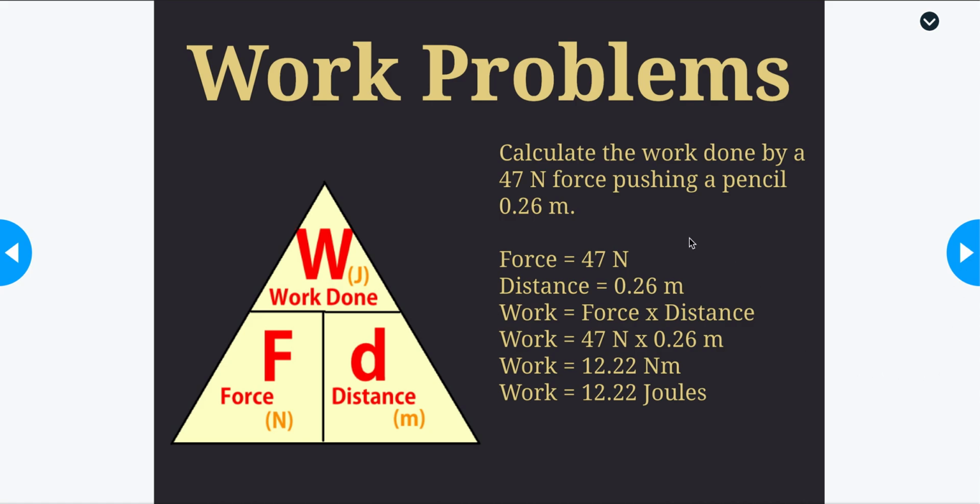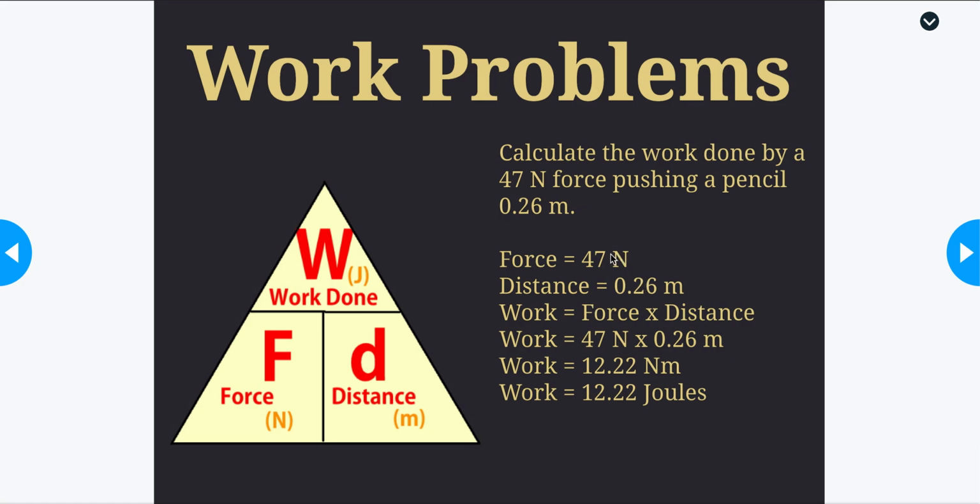All right, so we have our force of 47 newtons. We have the distance that the pencil was pushed, which is 0.26 meters. Using our formula triangle, that means that we're calculating for work. Then using our formula triangle, we cover up work, and we see force and distance are next to each other. Therefore, we are multiplying. Work equals force times distance.